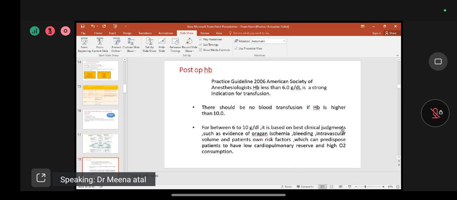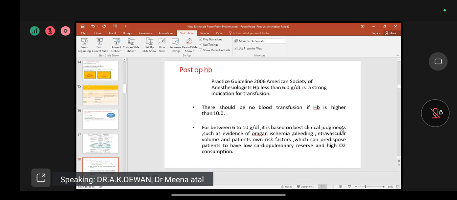Postoperative management of hemoglobin, practice guideline 2006, American Society of Anesthesiologists.